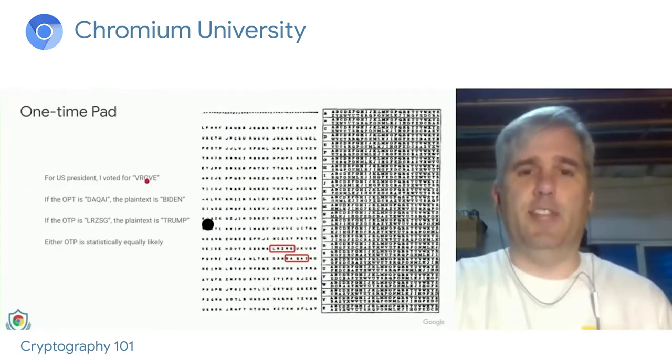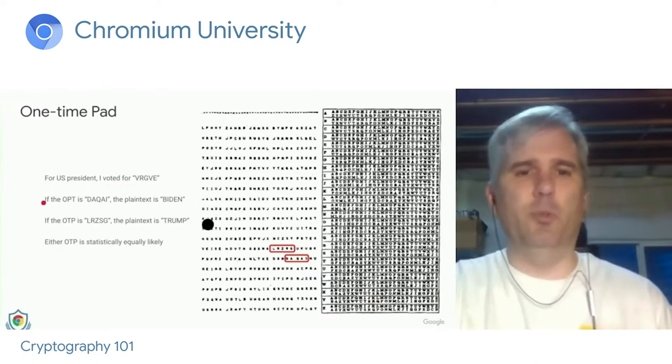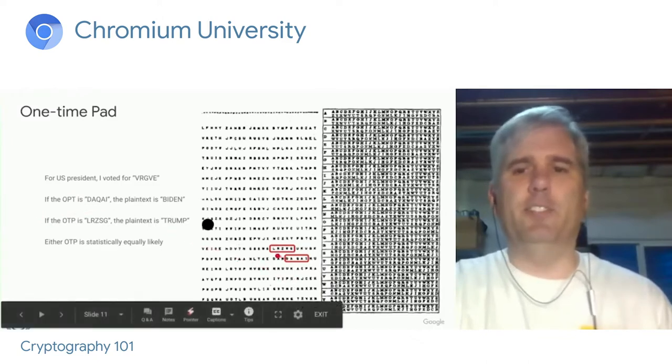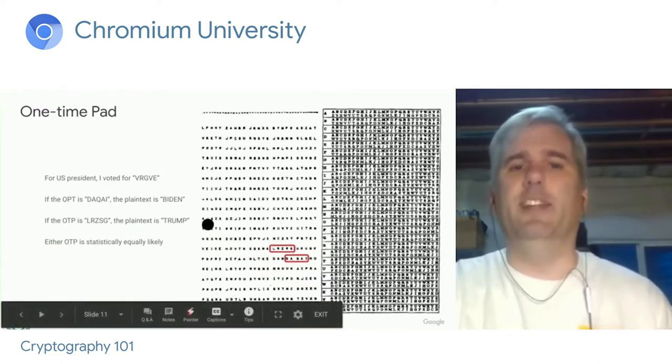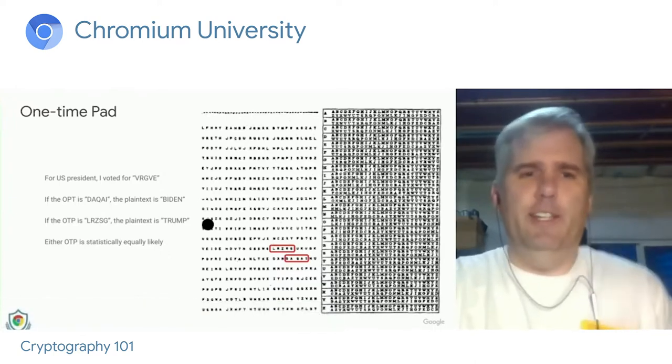And this is actually, I took the name of the candidate that I voted for and I encrypted it with this one-time pad. These are in the order that they appeared on my ballot. It turns out that if you encrypt it here, you get Trump. If you use this, you get Biden. Either one is statistically equally likely. And so from cryptanalysis, you can't tell what I wrote, and I'm not going to tell you anyway.